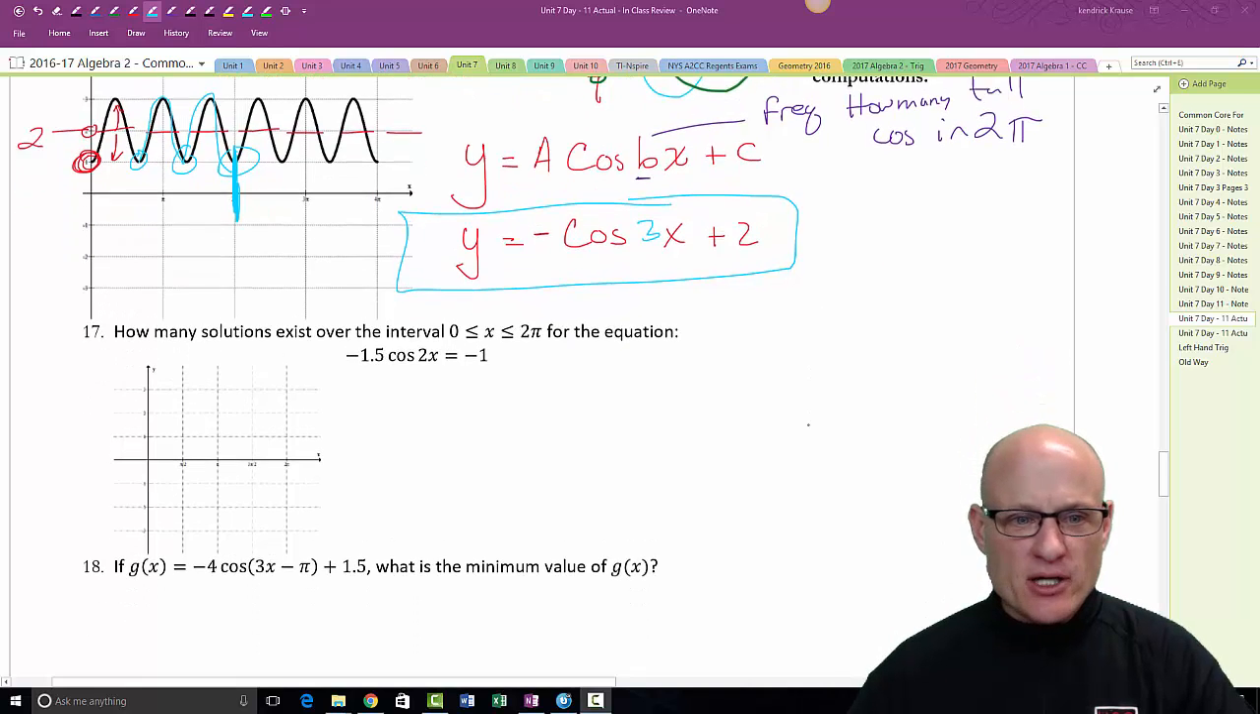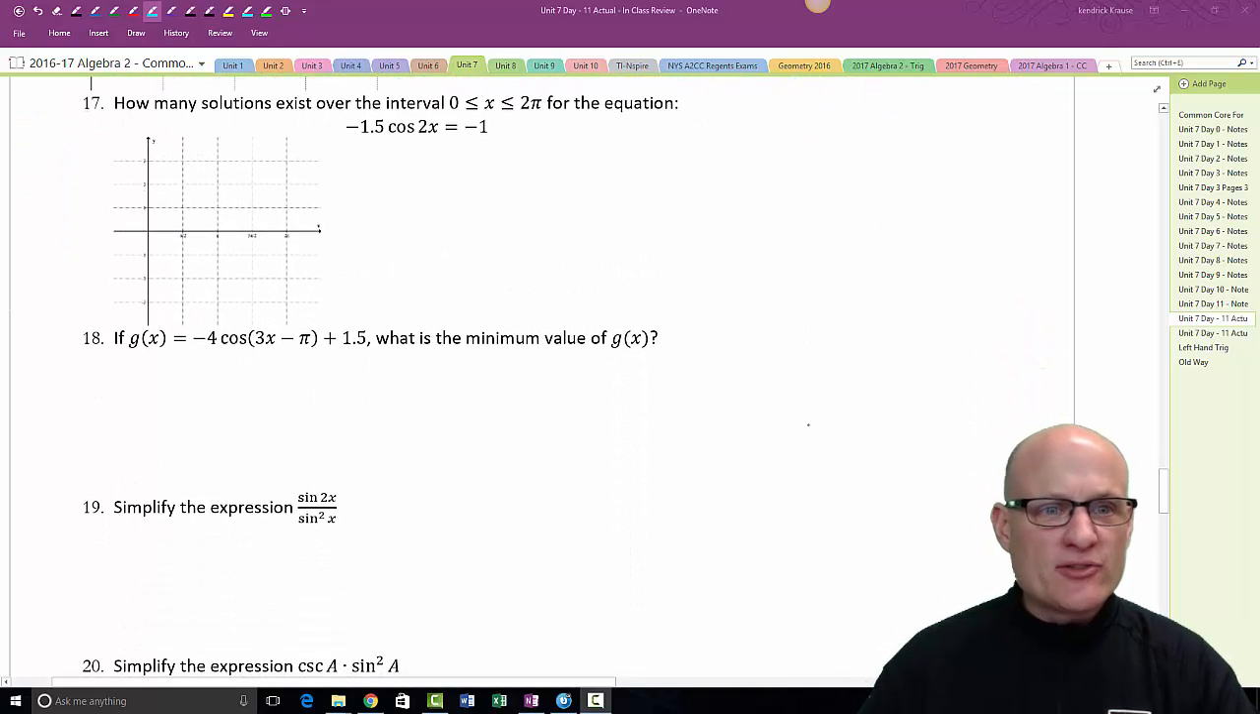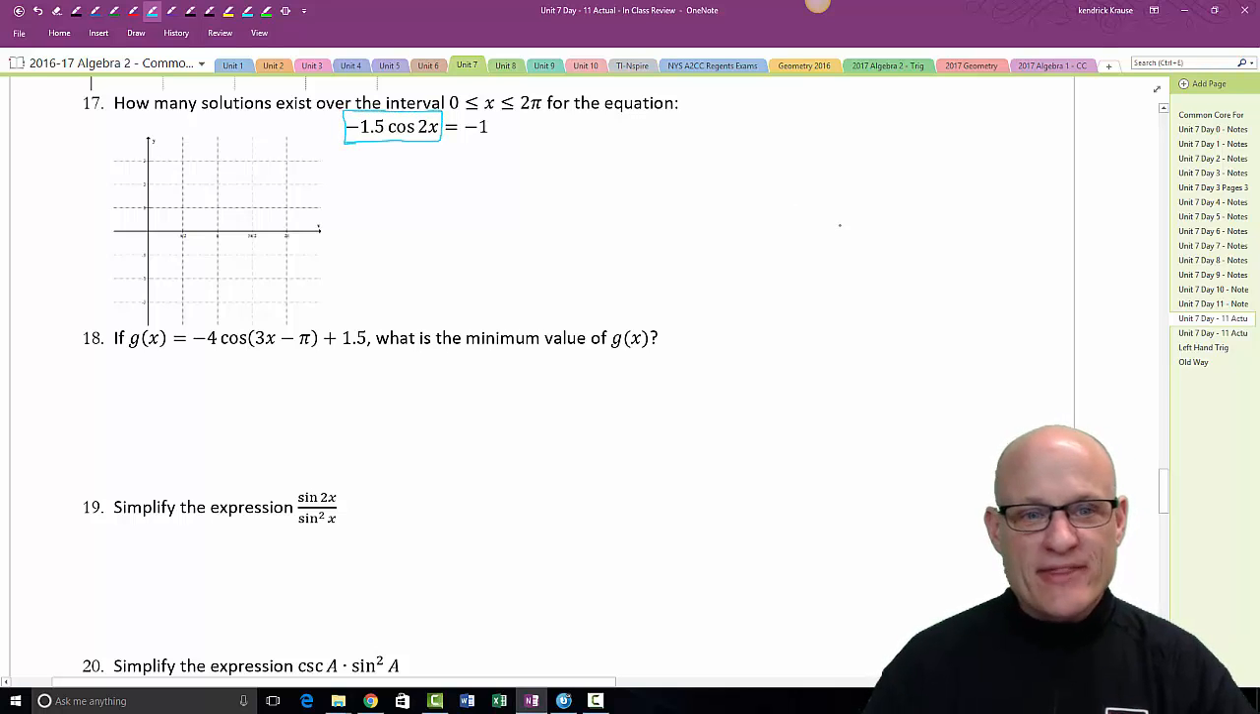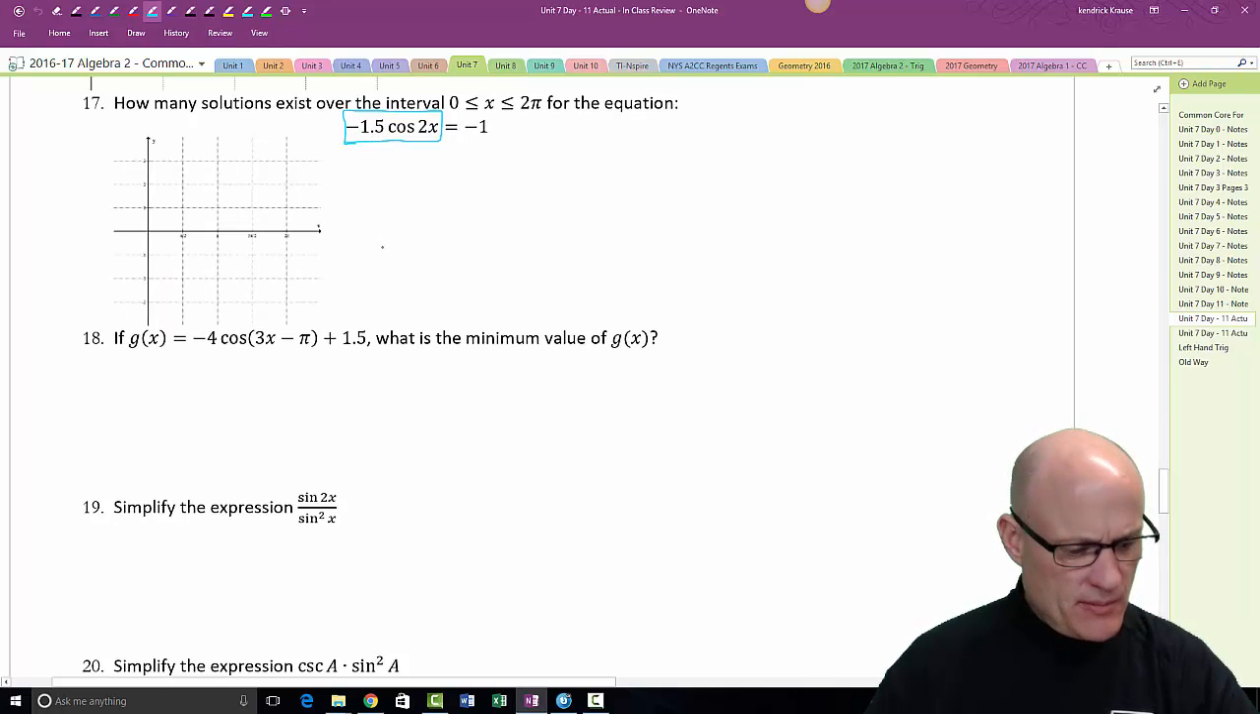All right, children, here we go. We're going to graph this. How many solutions exist over the given interval? So really what we have to do is graph this. I'll show you what that negative 1 means in a minute. How am I going to graph that? Well, that's a cosine curve that's going to start at a minimum.